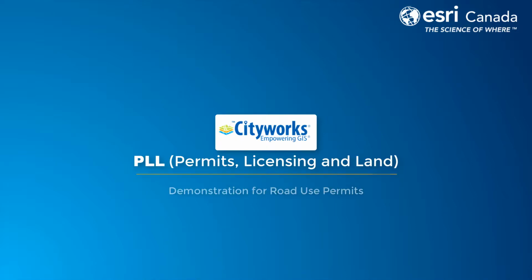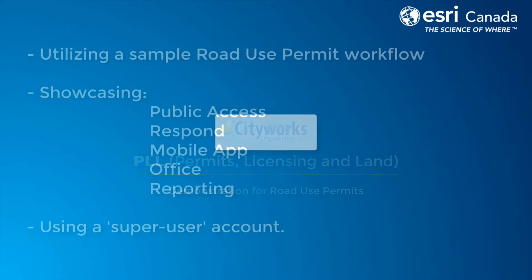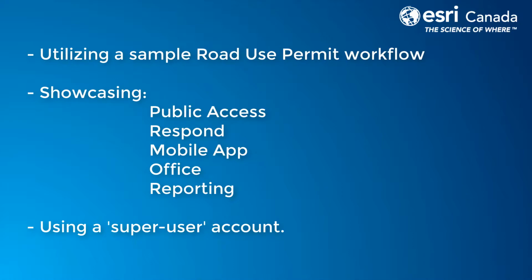To do this, I will be covering a sample workflow for processing road use permits. We will be completing a sample business process that could require weeks or months within a short period of time. Keep in mind that I will be touching on multiple sections of Cityworks PLL. However, based on roles and responsibilities, typical end users would normally only interact with 1 to 2 parts of the system based on their granted permission levels.